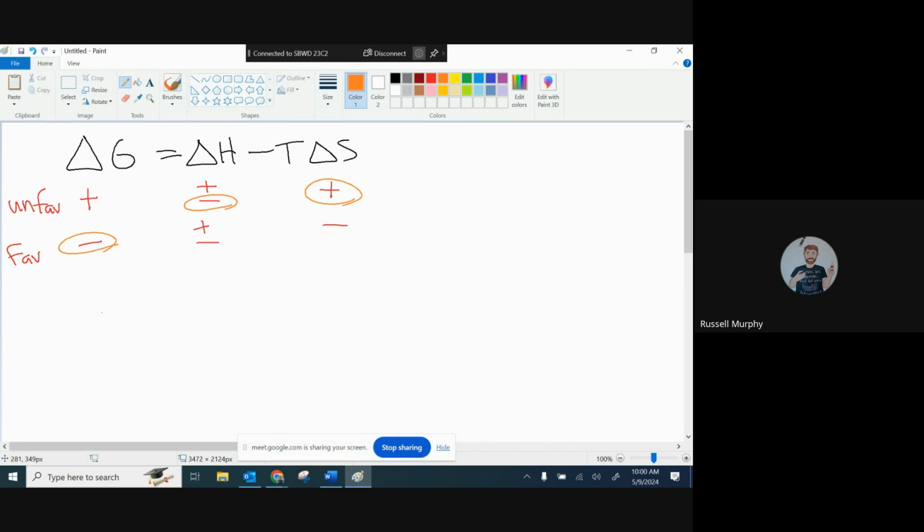All right, let's go to a different scenario. Positive and positive. It could happen, but what has to happen in order for it to be successful? Small delta H, big delta S. Yeah, and that temperature needs to assist the delta S. Yeah, the temperature has to be big enough that T delta S is greater than your positive delta H.